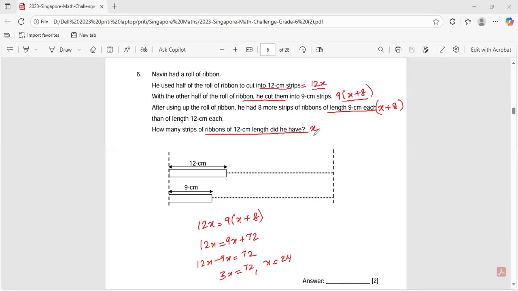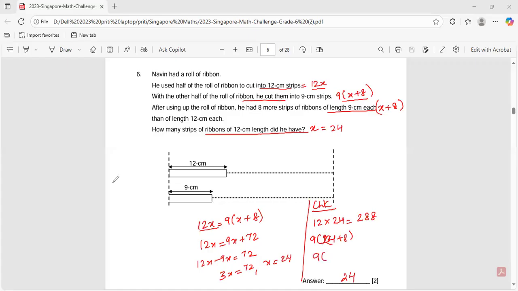So x equals 24. So how many strips of ribbons were there? Of 12 centimeter, 24. So the answer is 24. In case you want to check, we can check our answers. So one half of the ribbon was 12 into x, which is 12 into 24, which is 288. And the other half, which was 9 into x plus 8, which was 24 plus 8, which is 32.